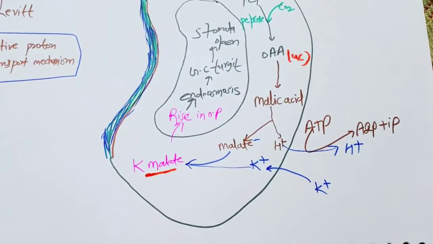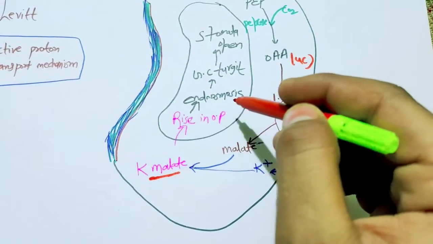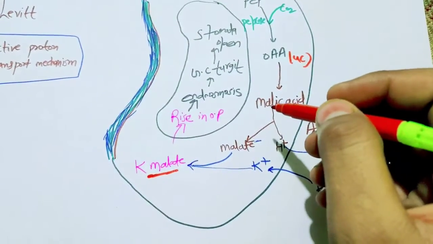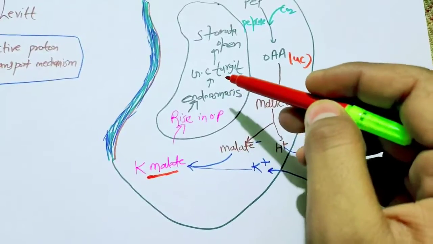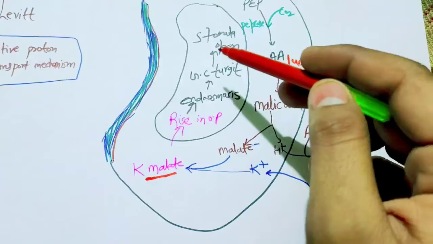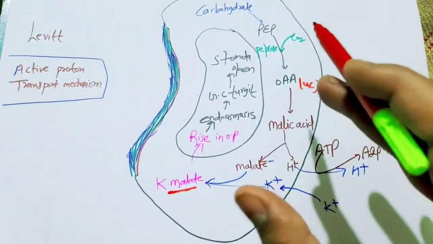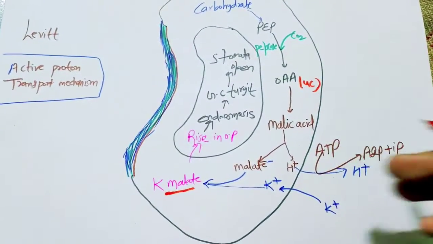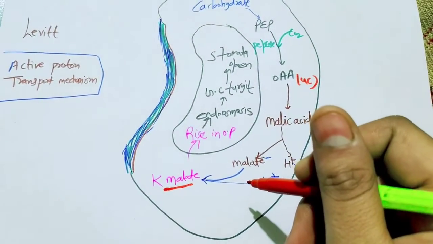And when the osmotic pressure increases, there will be the process we call endosmosis, and water molecules will come into your guard cell. This incoming of water will make the guard cell turgid, and this process will open your stomata. This whole process is opening your stomata. H plus ion will be outgoing while K plus ion will be incoming in our guard cell.